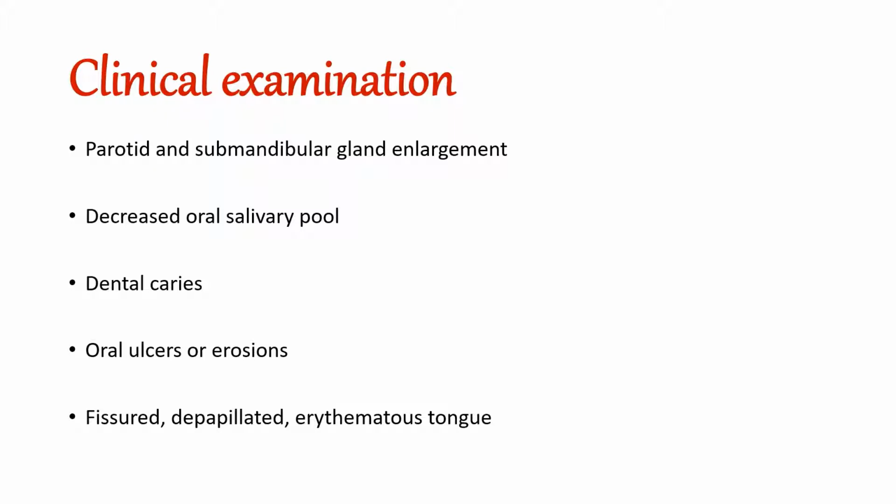Clinical examination of patients with Sjogren syndrome provides clues regarding the hypofunctioning salivary glands. Parotids and submandibular glands may be enlarged and tender in these patients. They also have a decreased oral salivary pool as evidenced by dry oral mucosa and absence of saliva in the floor of the mouth. They are also predisposed to dental caries, especially in unusual sites like the anterior mandibular and the maxillary teeth. They can also develop oral ulcers and erosions, and the tongue may be fissured, erythematous, and dry.